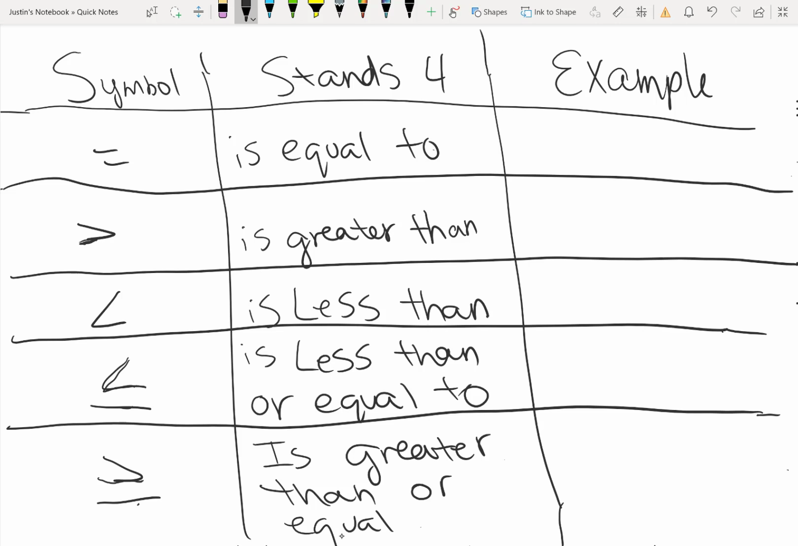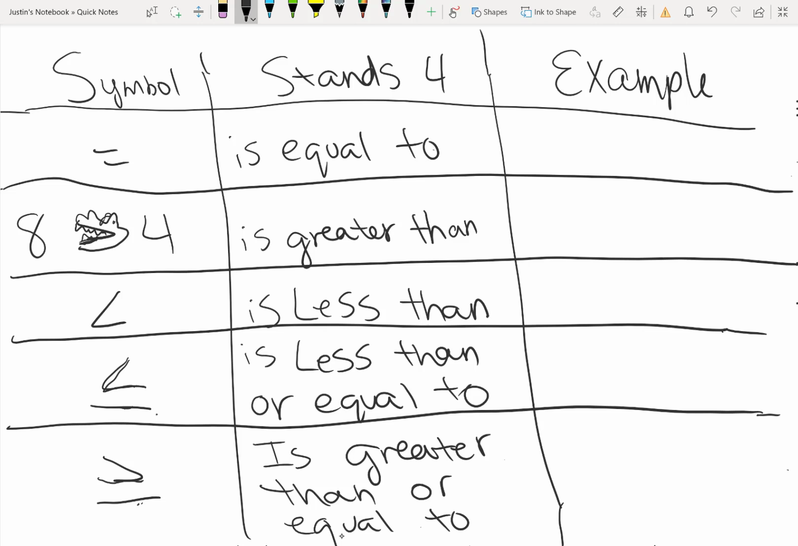So remember when there's a line underneath it, it's or equal to. So don't forget these lines here. And remember, the gator wants to eat the biggest number. So remember your little gator I always draw for you guys. You've seen it in elementary school. So gator wants to eat that big number. So this one's greater than, because the number would be over here. Like if it was 8 and 4, that gator is going to eat the bigger number. So that means greater than.